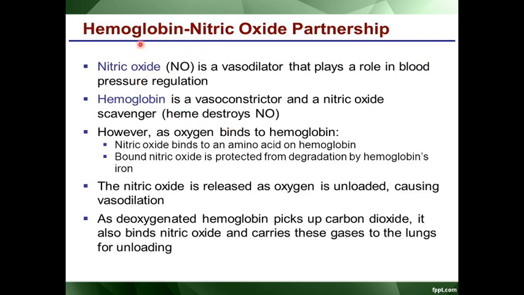So there is a hemoglobin nitric oxide partnership. Nitric oxide is a vasodilator that plays a role in blood pressure regulation. Obviously, several drugs are also vasodilators. Through vasodilation, they control the blood pressure. Hemoglobin is a vasoconstrictor, and nitric oxide scavenging heme destroys nitric oxide. Heme destroys nitric oxide.